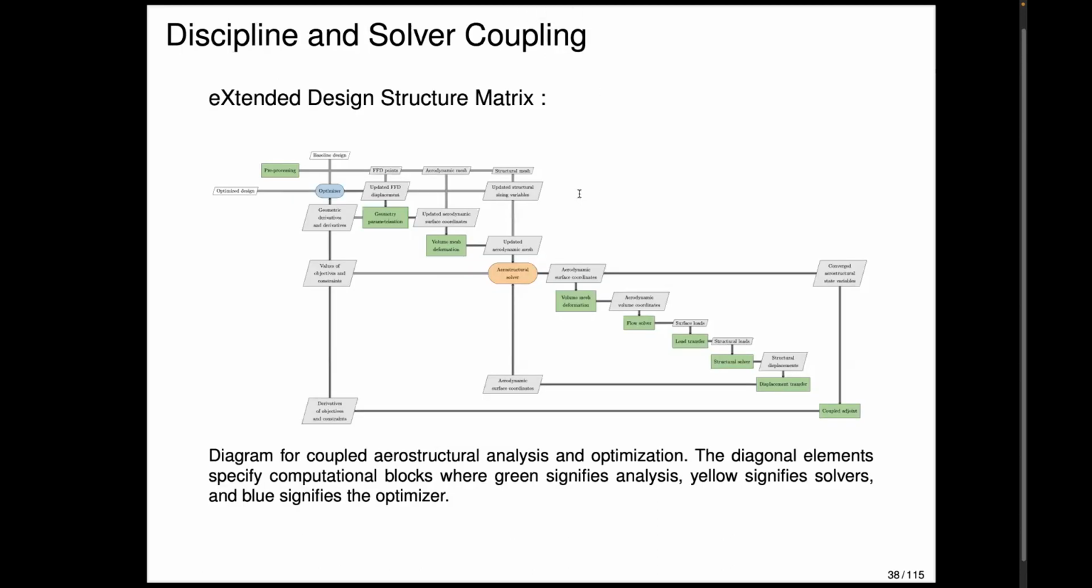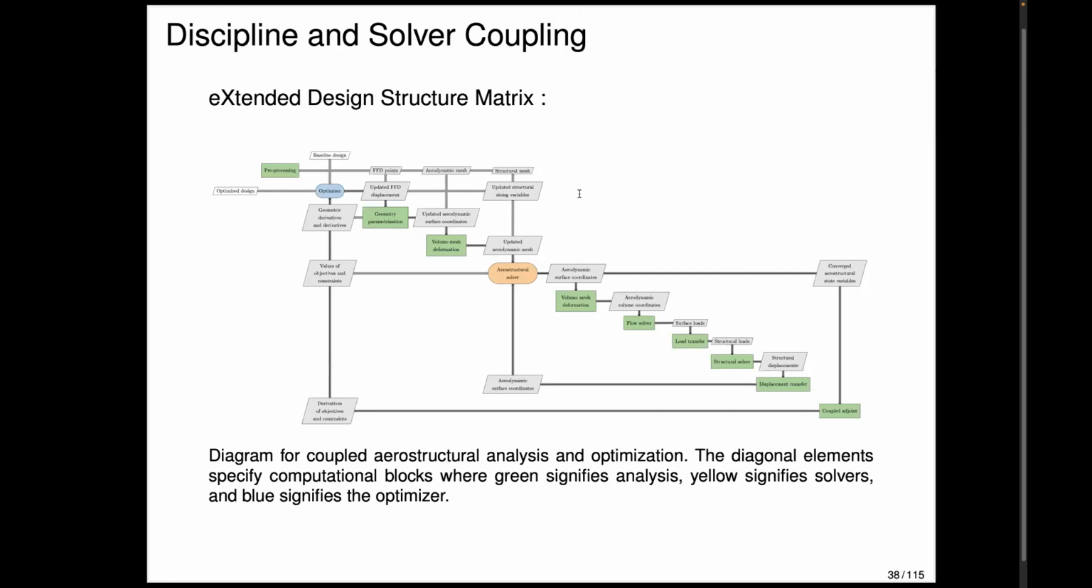Now, when looking at this in terms of the different disciplines and solvers and components that we need, this is what we call the extended design structure matrix. For aerostructural, there are a couple of different segments to it. You start off on the top left with this pre-processing stage that's marked in green. And you start with a baseline design.